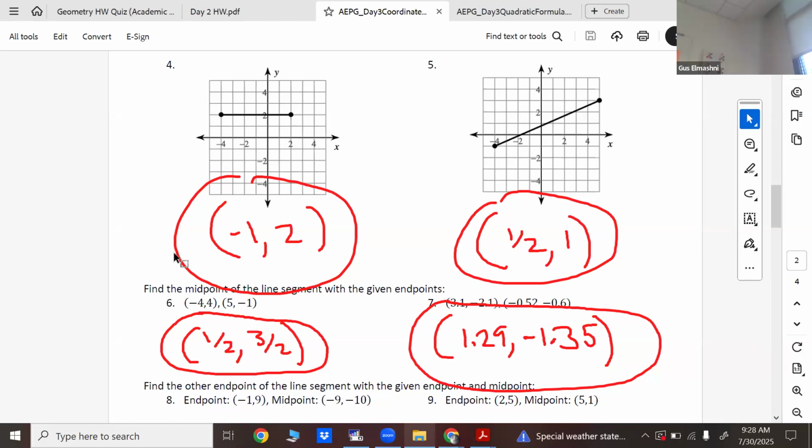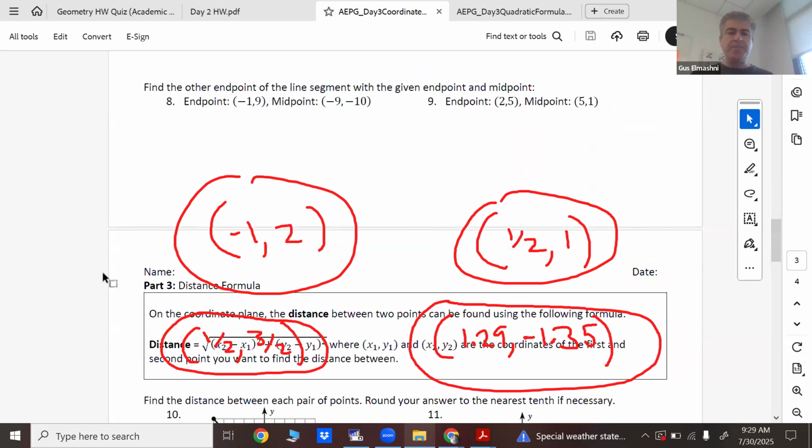Makes sense. This again, 1/2, 3 halves. -1 comma 2, 1/2, 1, 1/2 comma 3 halves, 1.29 comma -1.35. Okay. So for 8 and 9, then we'll move on to distance formula.